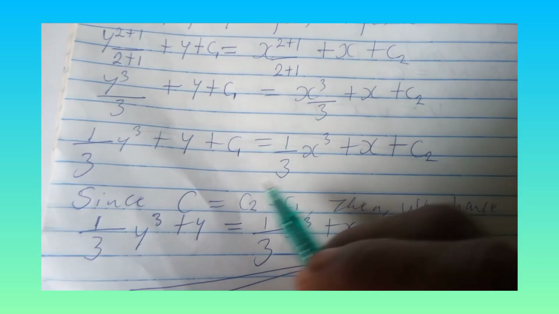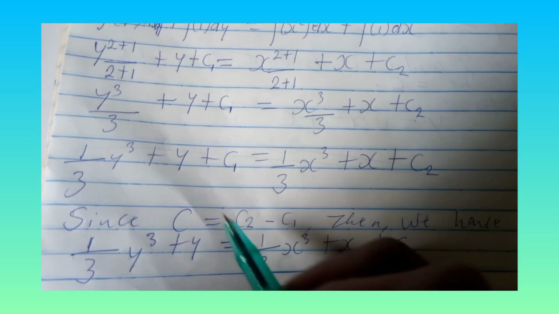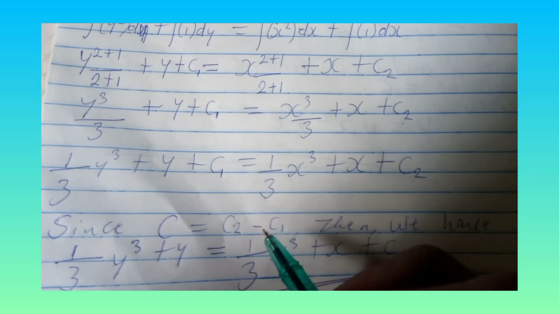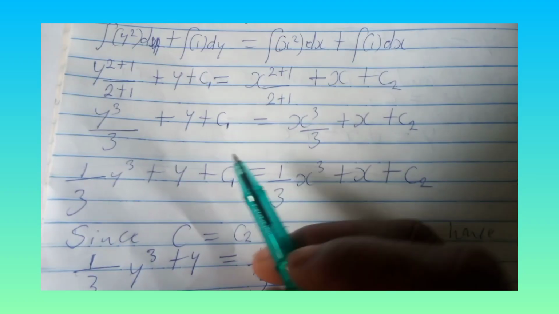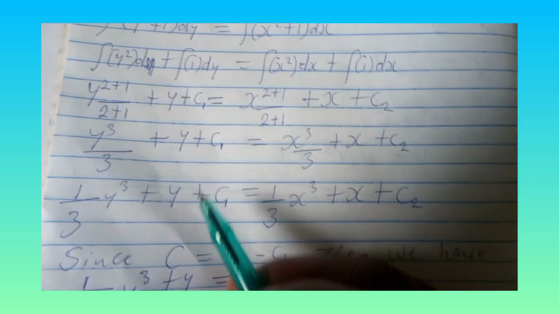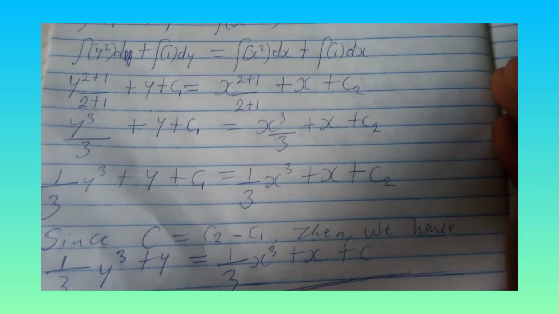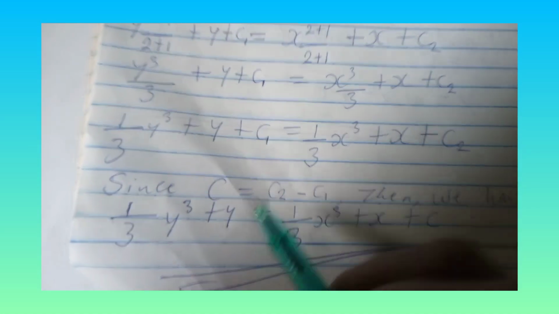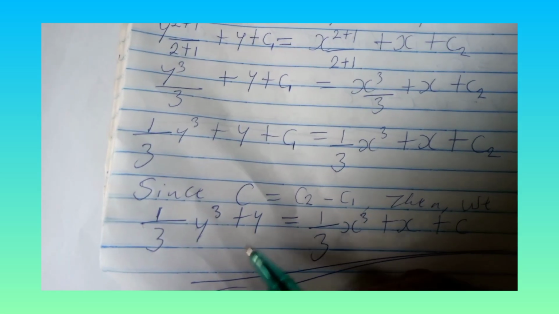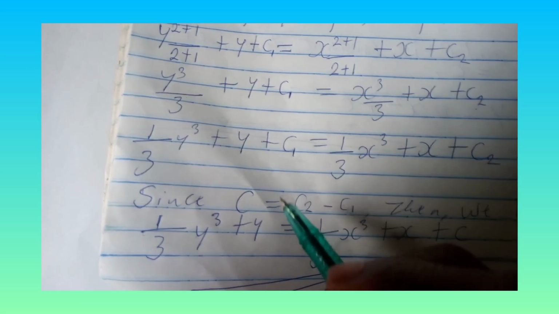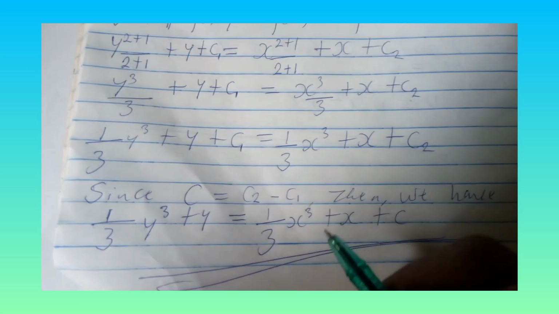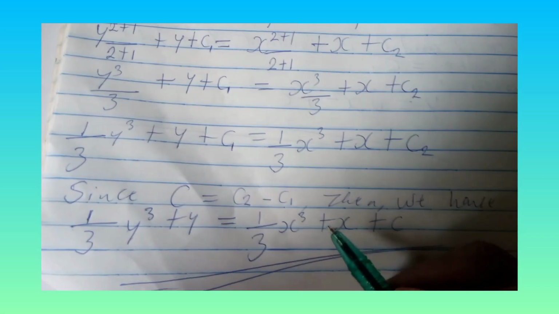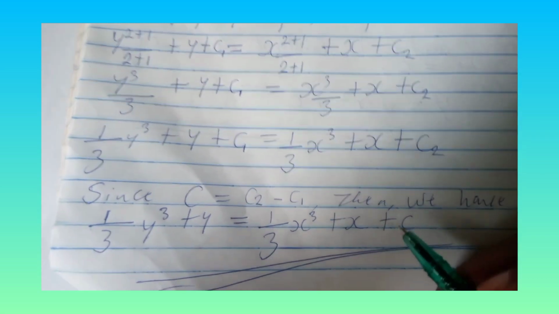So in this case now, we know that since our c is the same thing as c2 minus c1, we just make the c1 on the left hand side be on our right hand side by having them as our capital C. So therefore our final answer becomes 1 all over 3 y raised to the power of 3 plus y equals 1 all over 3 x to the power of 3 plus x plus c. So this is the final answer.